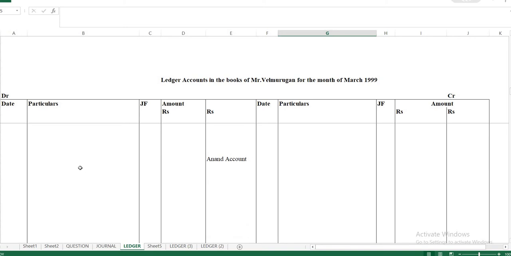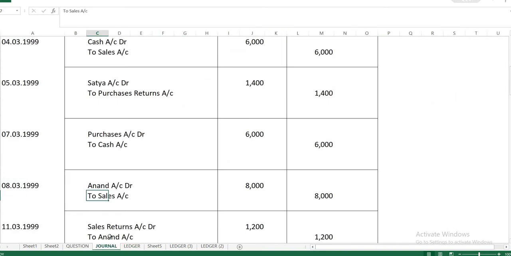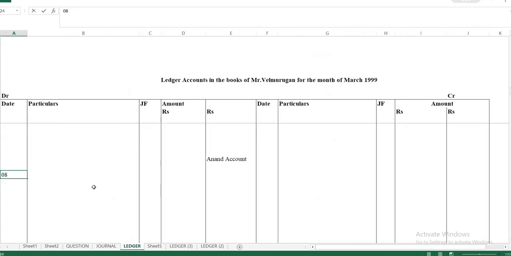Okay, here the Anand account is there. So I am going to enter here. The date is 8th March 99. You have to mention Anand account to sales account, so that 8000 rupees can show in the outer column.